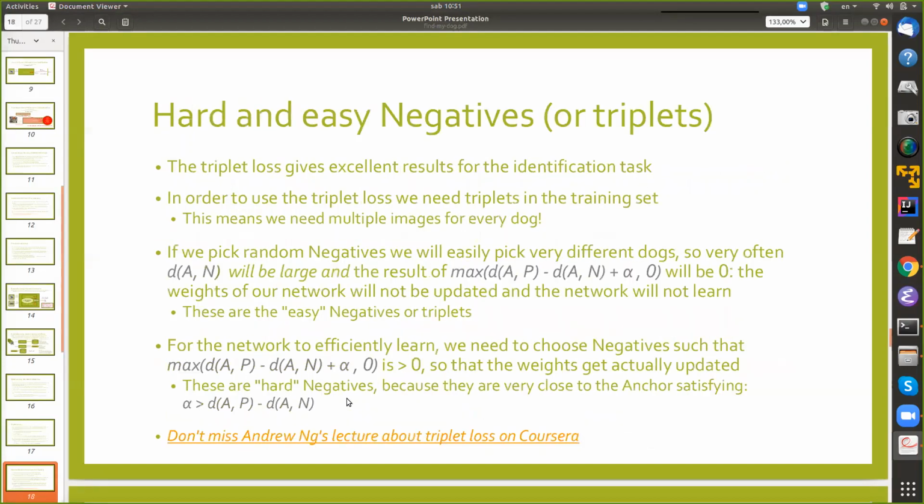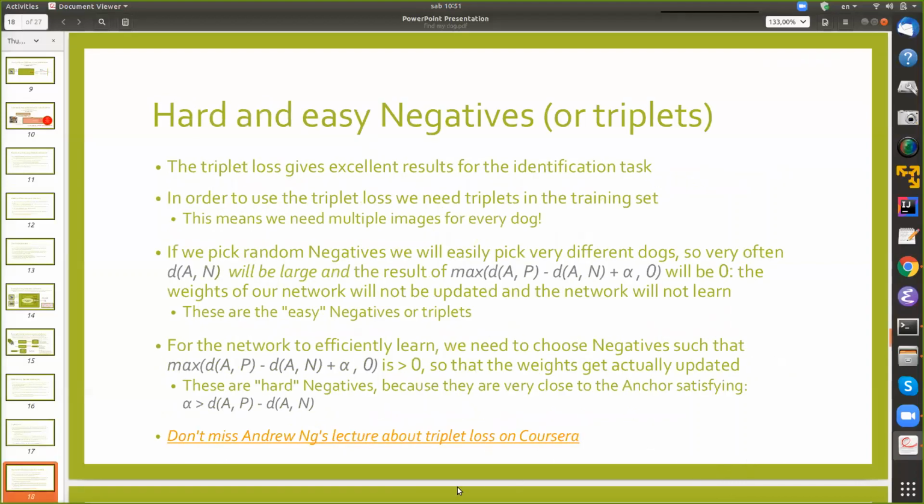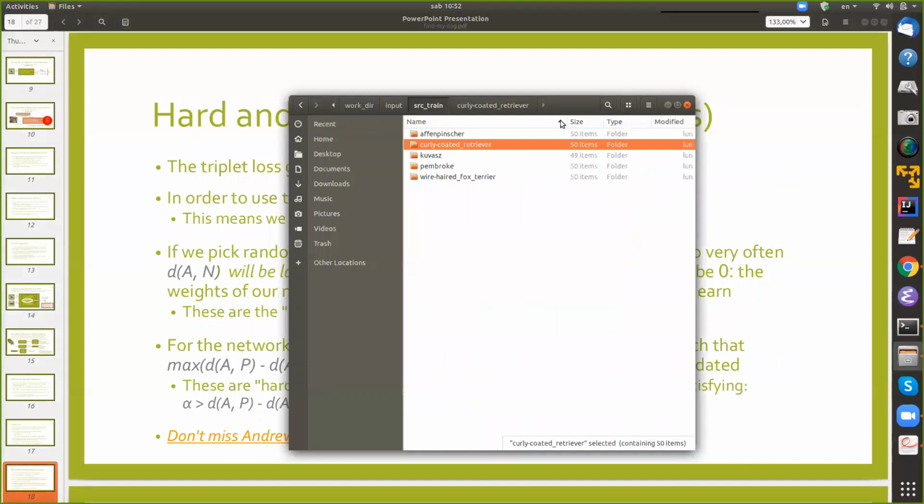And I put also a link here to a fantastic lecture by Andrew Ng on Coursera about the triplet loss, which describes it in a fantastic way. So I really recommend everybody to check this lecture if possible, and if you would like to see a very good example, in order for you to understand the issue with the images, let's go back to the directories that I showed before.